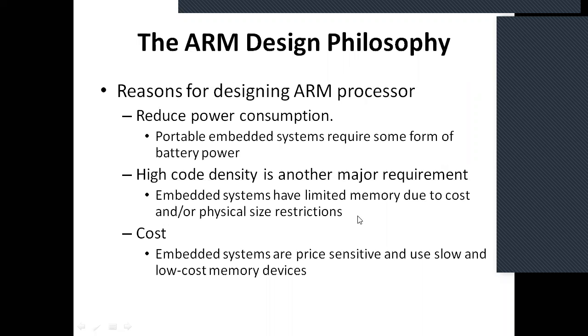In such a system, your processor should have high code density so that you can place a more complex program in very little memory. This is another main requirement in designing the ARM processor: to put more complex software in a lower memory requirement. Another important point is cost. Embedded systems are price sensitive and use low-cost memory devices. This is another reason for designing the ARM processor.